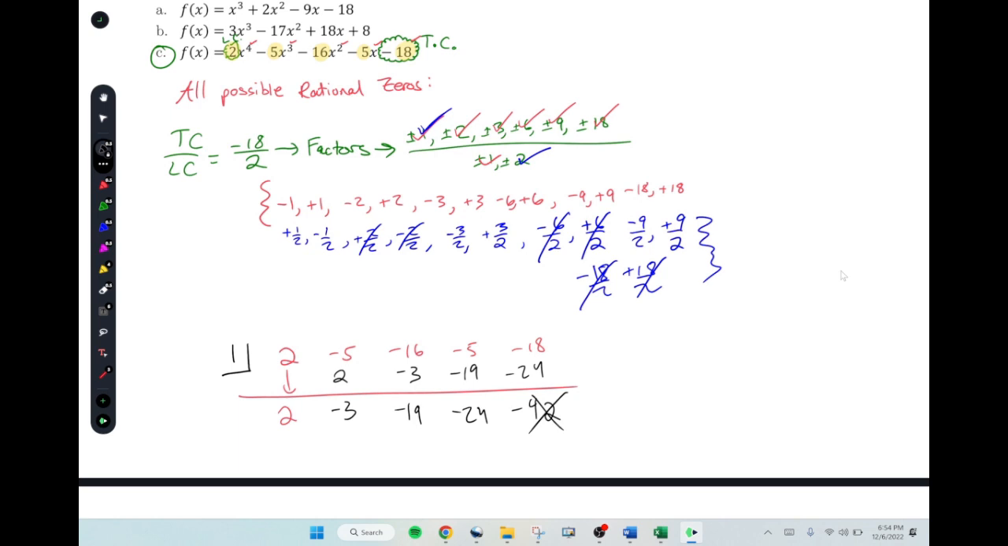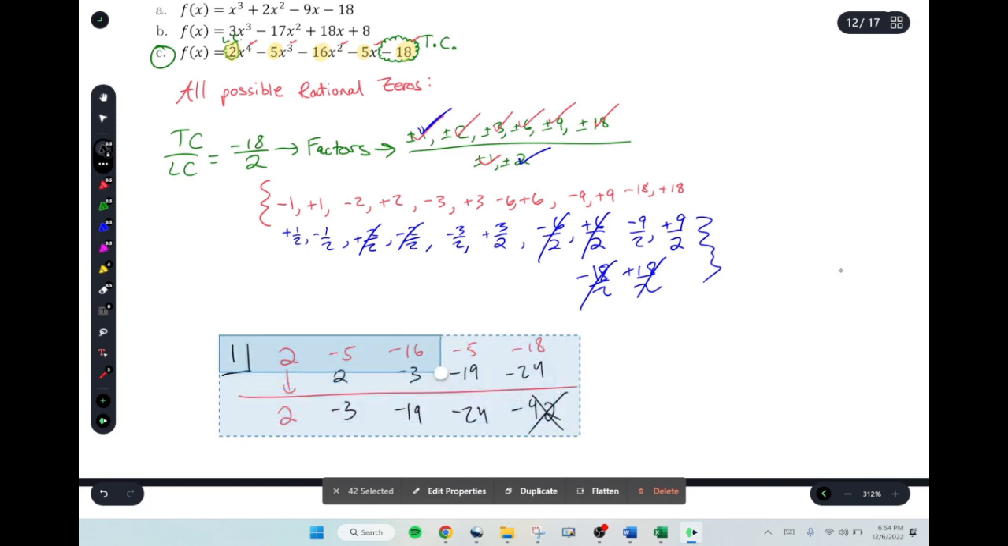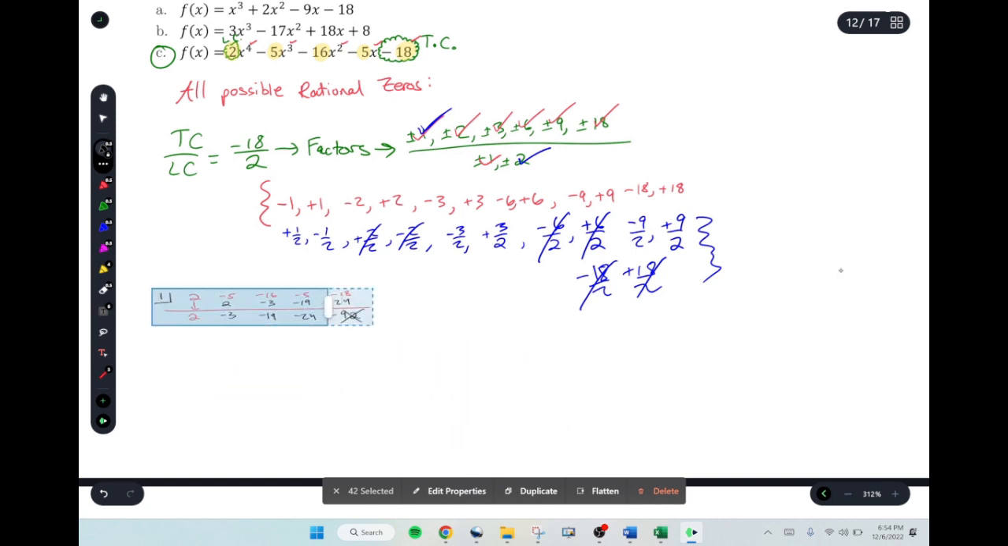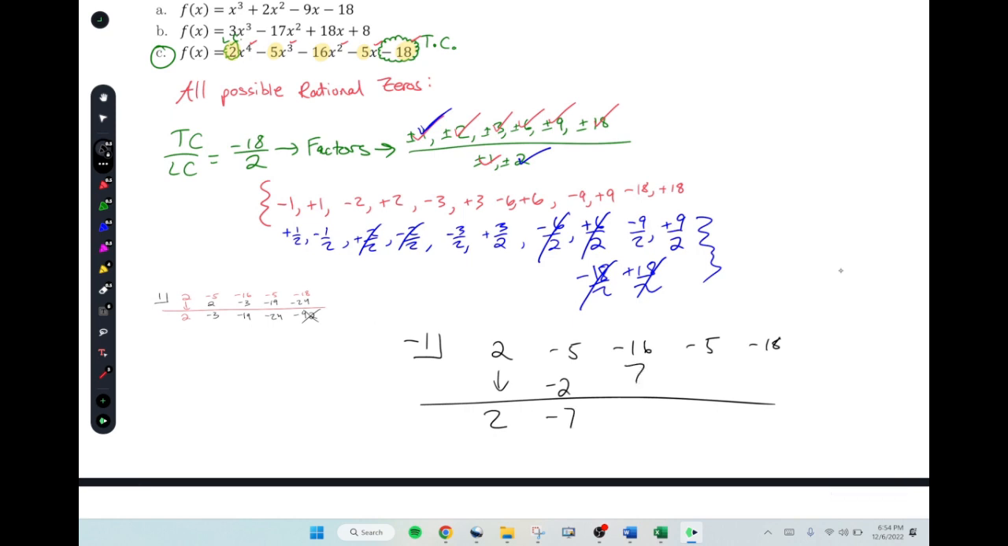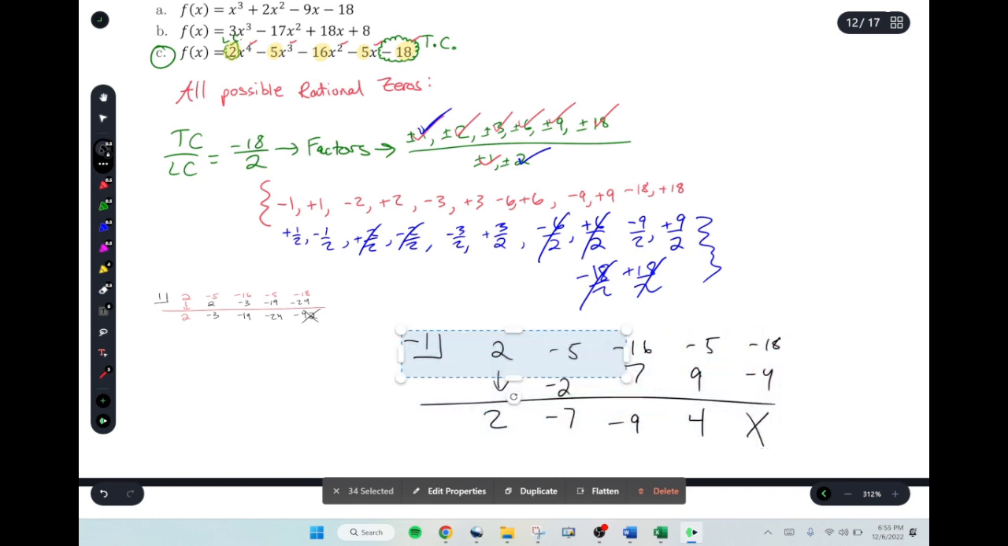And just based on all the negatives that we started snowballing, I'm going to try negative 1 next, just to see what happens. So negative 1, bracket, 2, negative 5, negative 16, negative 5, negative 18. Drop it down. 2 times negative 1 is negative 2, negative 7, positive 7. Negative 9, positive 9, 4, negative 4? Nope. Gosh dang it. Somebody else start trying the other ones that I'm not doing, and let's see if we can find one.